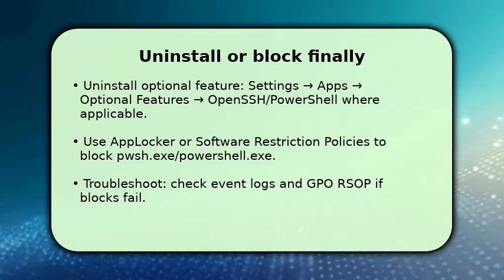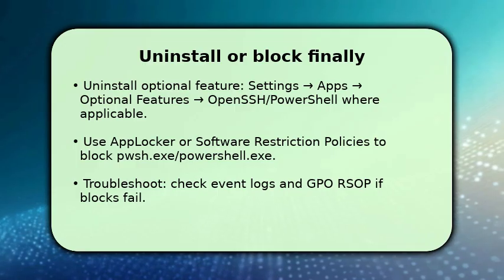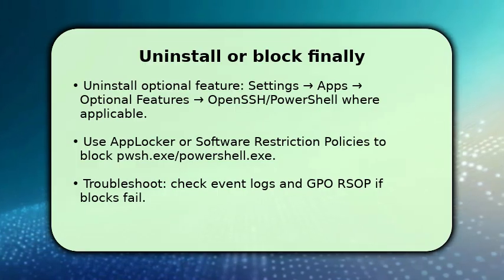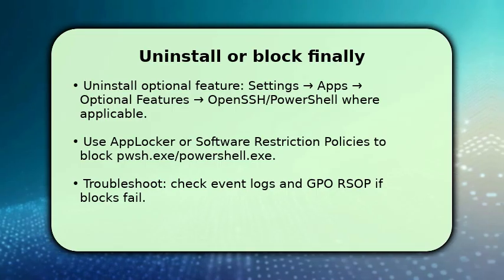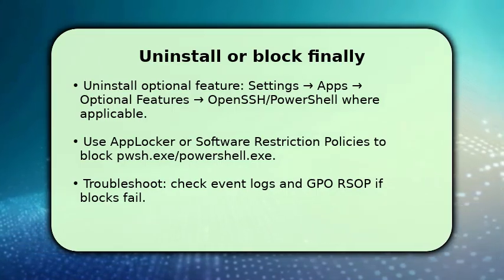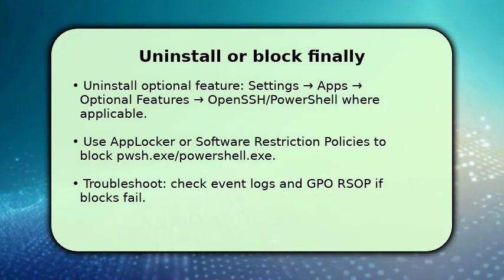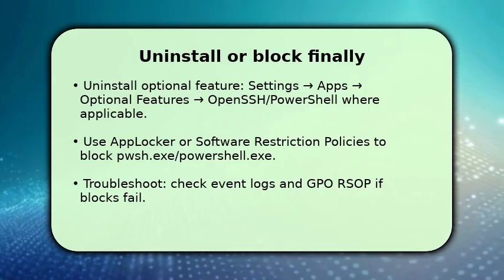Finally, remove or block binaries so PowerShell cannot be used. If your OS lets you uninstall PowerShell as an optional feature, remove it through Settings > Apps > Optional features. Otherwise use AppLocker or Software Restriction Policies to block pwsh.exe and powershell.exe by path or hash.